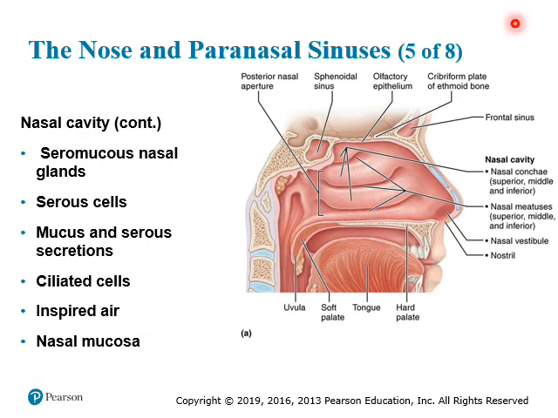So the nasal cavity itself is made up of seromucous nasal glands. It is actually mucus-secreting mucous cells and serous cells. Serous cells secrete watery fluid containing enzymes. The mucus and serous secretions also contain lysozyme and defensins. You will look at these mucus-secreting and serous-secreting cells in the lab, and you will have to make sure you know the difference between a mucous and a serous cell.